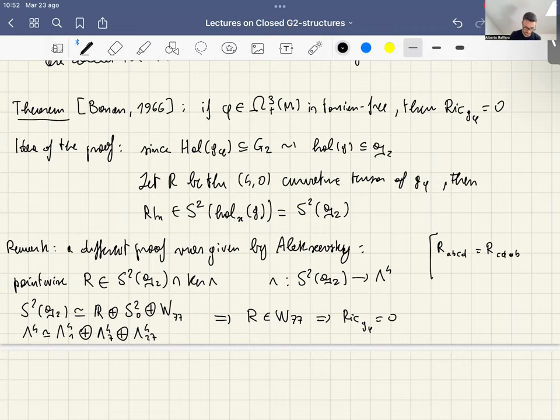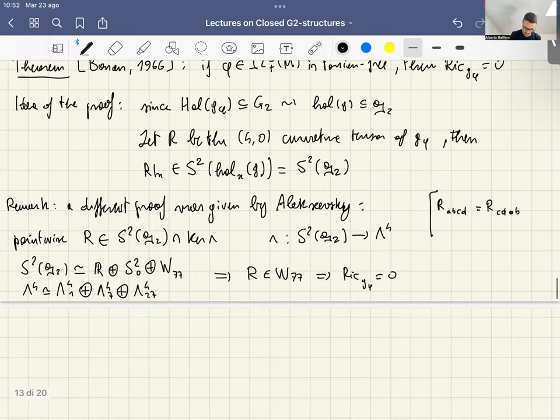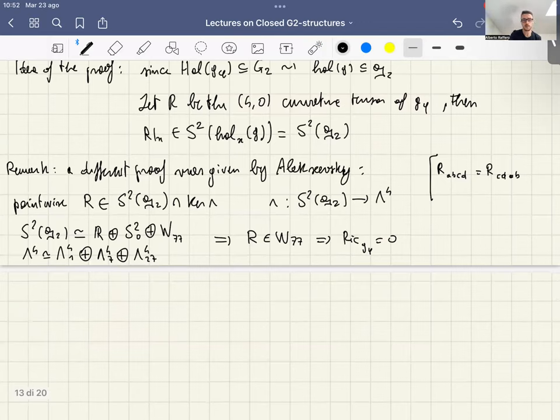Okay. So now we can move on and discuss something about torsion-free G2 structures.